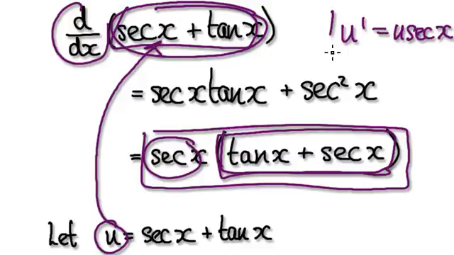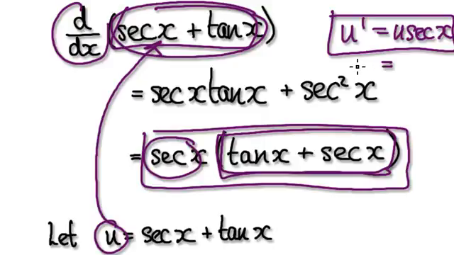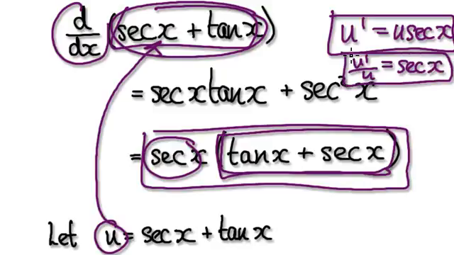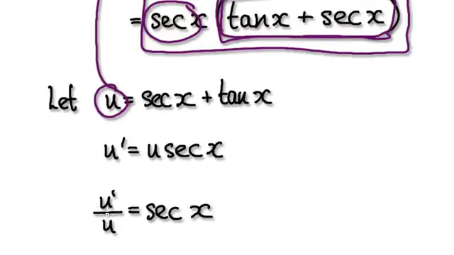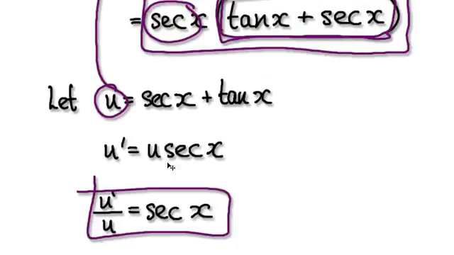So now if you look at this statement here, if you divide both sides by u, you will get u prime over u equals sec of x. So now we are at this stage here.